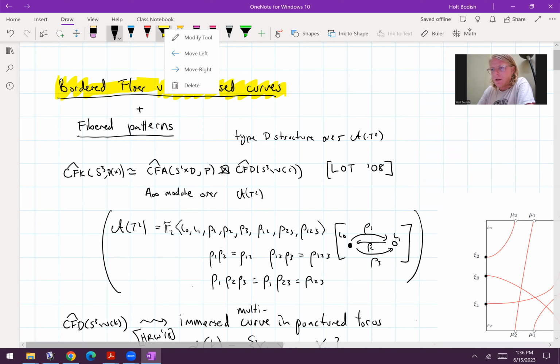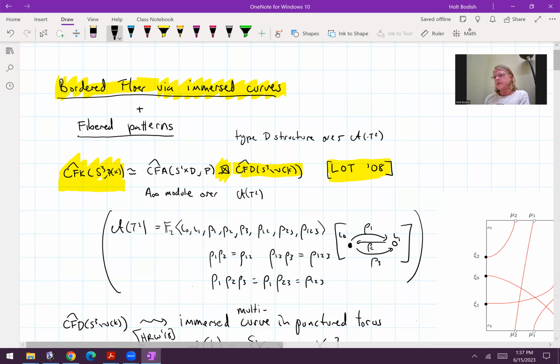To start with, I just want to mention the original version of the pairing theorem, that's Duda, Lipschitz, Osvath, and Thurston. This says that to compute the knot Floer complex of a satellite knot, I can realize that it's chain homotopy equivalent to this model, which is like a derived tensor product of two algebraic invariants. One, CFD hat of S3 minus nu of K, is some type D structure over an algebra associated to the torus.